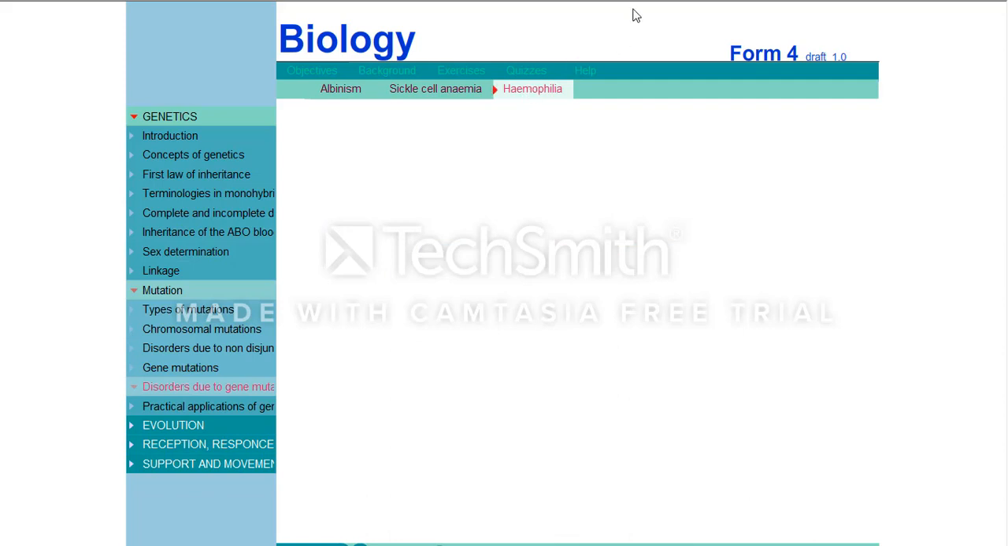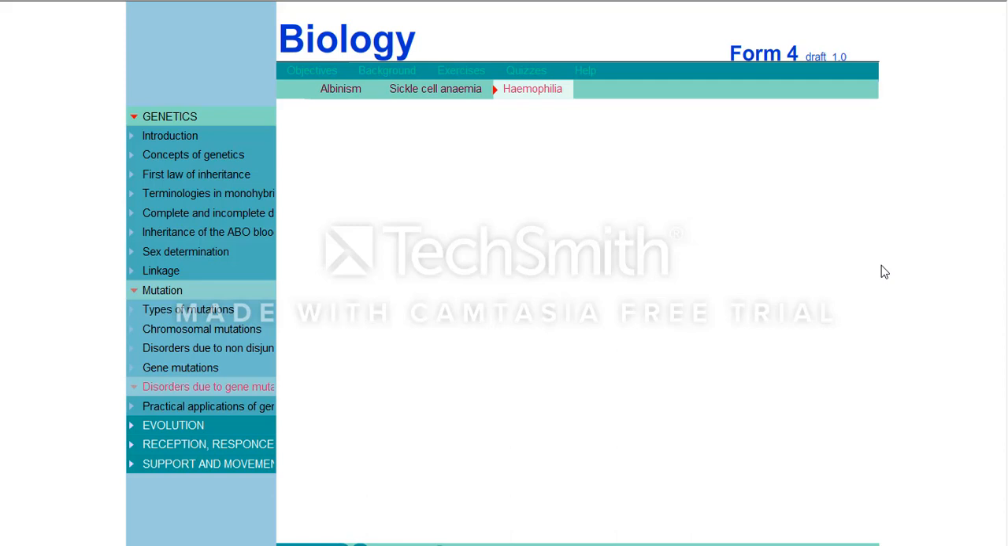Hemophilia. This is a sex-linked trait where the blood of the individual takes an abnormally long time to clot after injury. The result of this is usually prolonged bleeding, hence the term bleeder's disease. Hemophilia is caused by a recessive gene on the X chromosome.